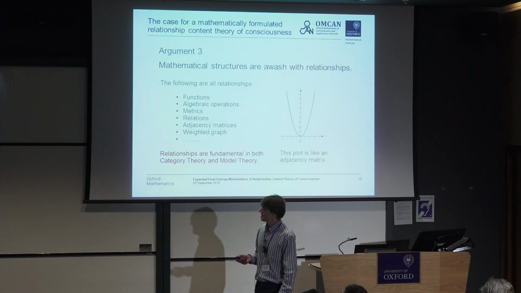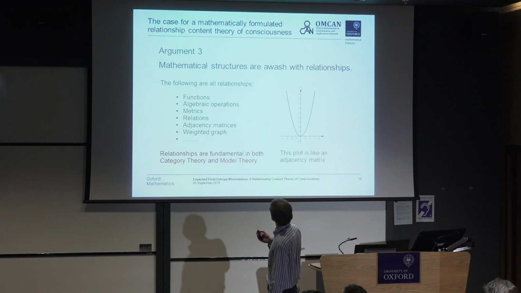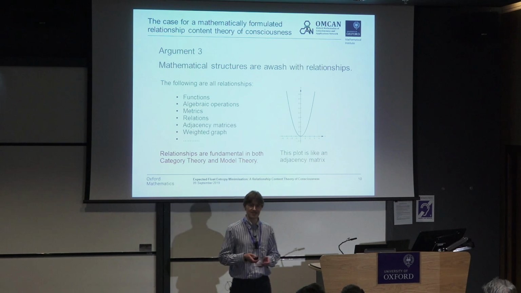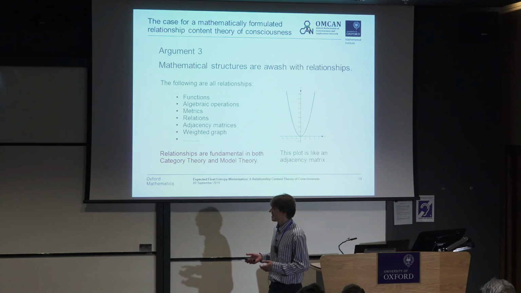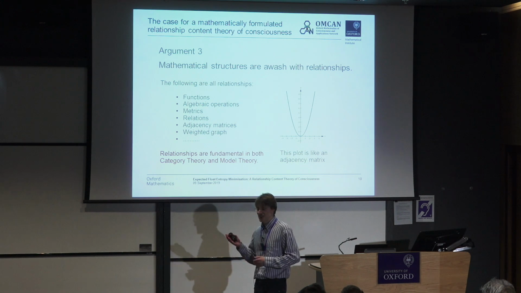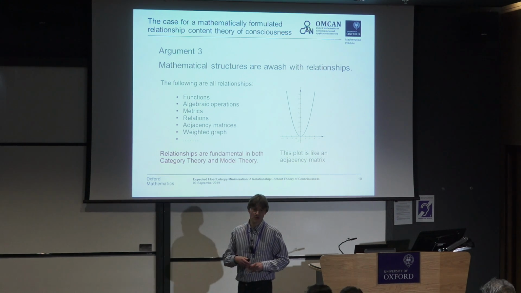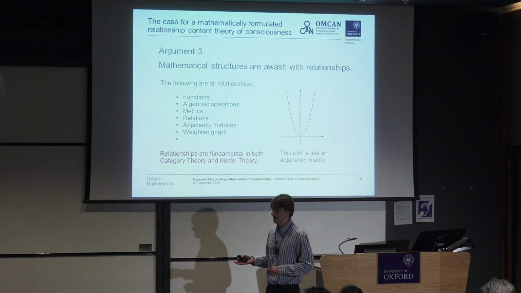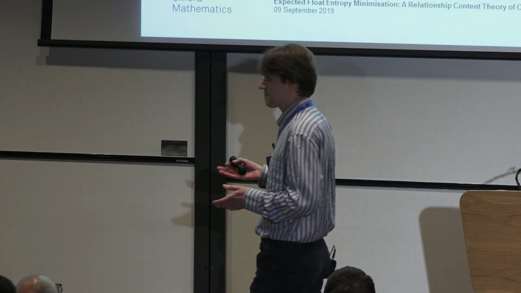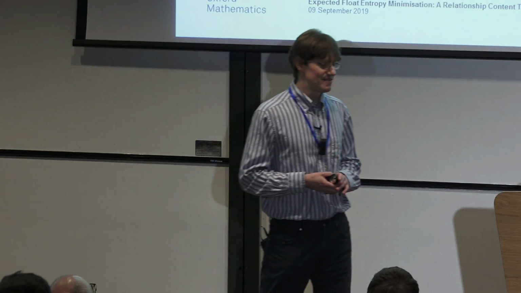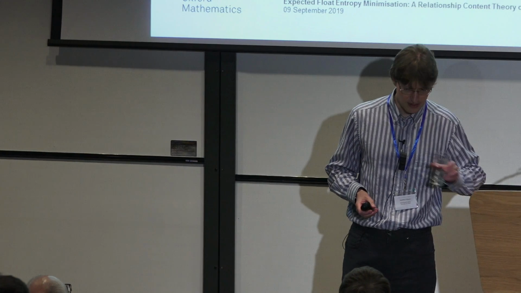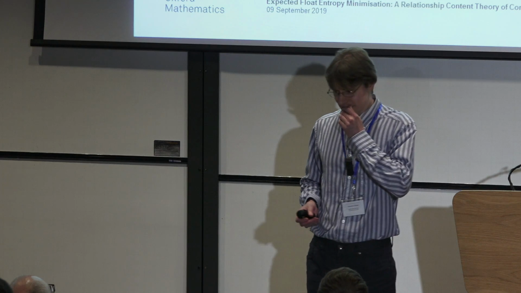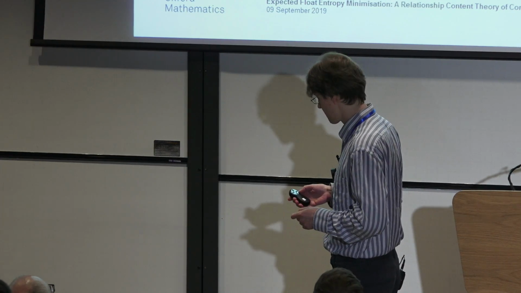Consciousness has got lots of relationships in it. And then finally, it's a mathematical formulation, and of course mathematics is all about relationships between things. So algebraic operations, functions, metrics, topologies, graphs, these are really all just relationships of one sort or another. So mathematical structures are made out of relationships, really. So maths is the perfect thing for developing such a theory, I think. So that's my three arguments for why we should try to do this.